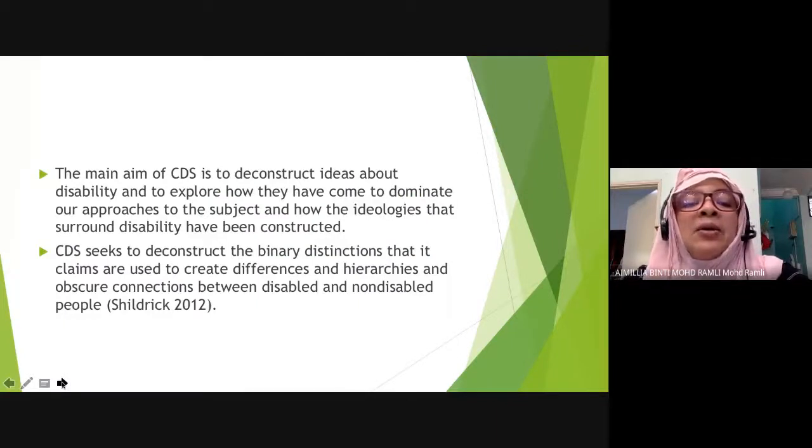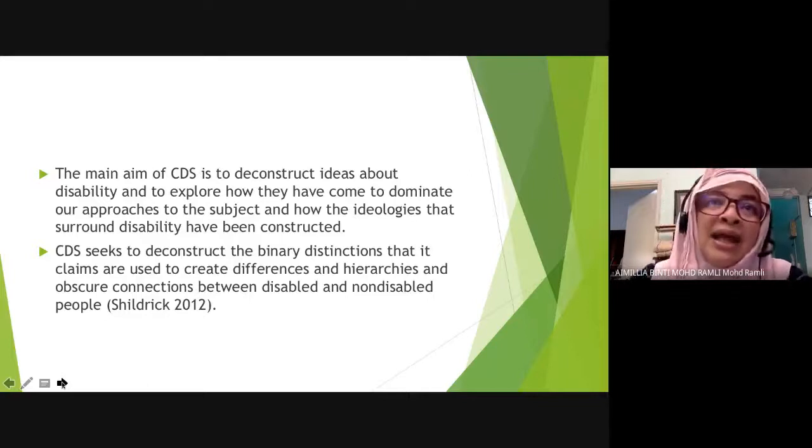So the main aim of CDS, or critical disability studies, is to deconstruct ideas about disability and to explore how they have come to dominate our approaches to the subject and how the ideologies that surround disability have been constructed. So, according to critical disability studies, disability itself is a construction of society. It's society that constructs disability.